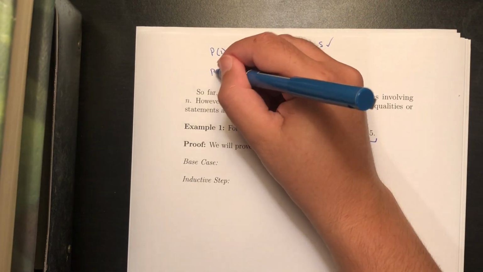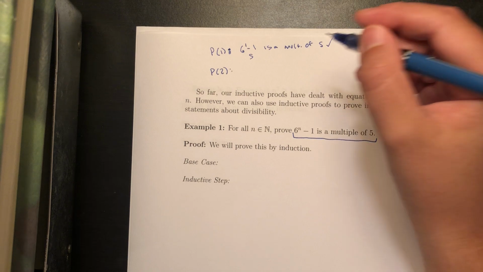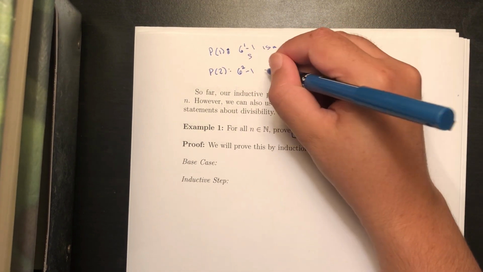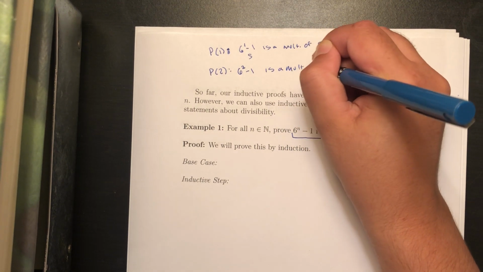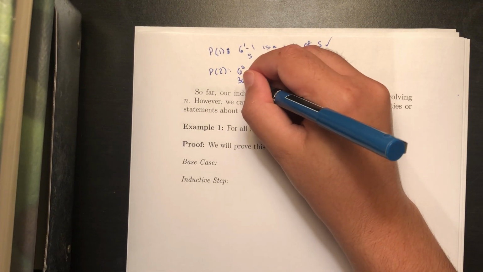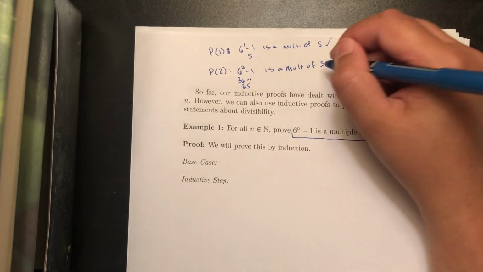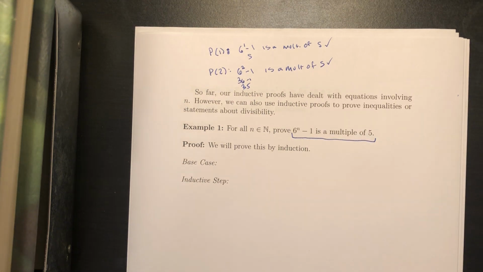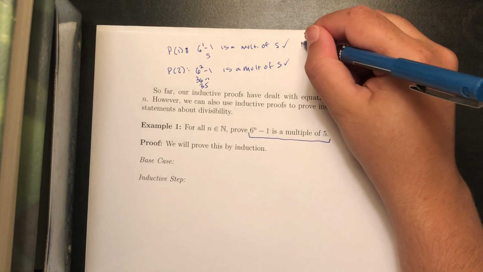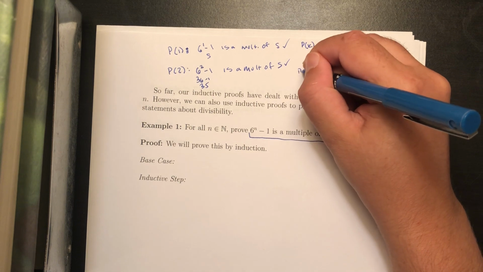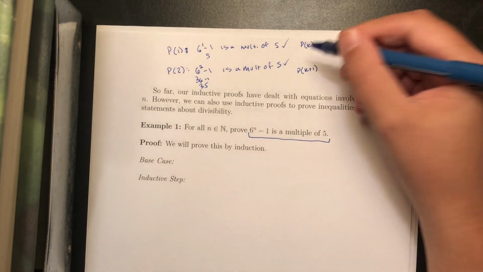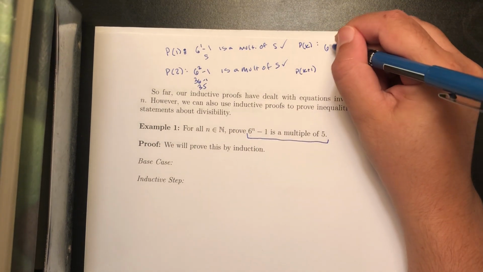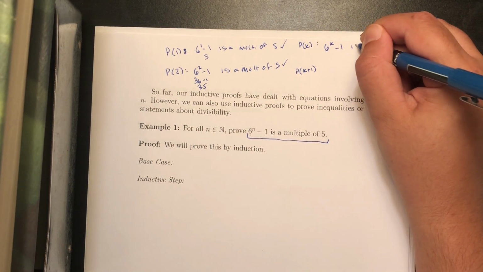That's true. So the P of 2 statement would say 6 to the 2 power minus 1 is a multiple of 5. All right, that's 36 minus 1, which is 35. Yeah, 35 is a multiple of 5. That makes sense. You could do a few more examples if you want to make sure that this seems to be true. But I'm also going to go ahead and write what the P of k and the P of k plus 1 statement says. So P of k would be the statement, replace n with k, so this would look like 6 to the k minus 1 is a multiple of 5.